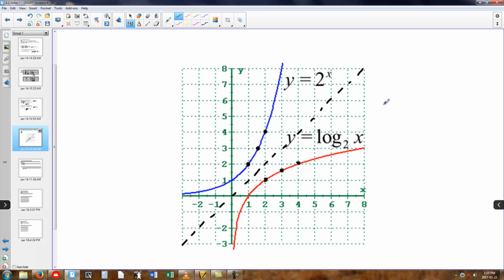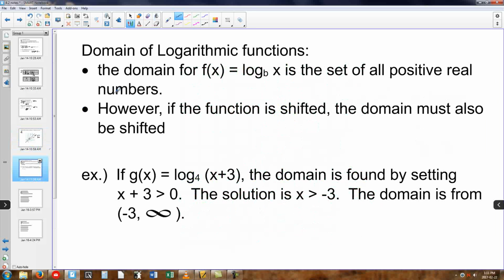So y equals 2 to the x is an inverse to y equals log base 2 of x. These are inverses, and they're also reverse versions of each other. One's log form and one's exponential form, but both have that same structure.